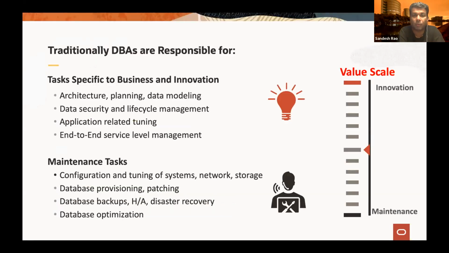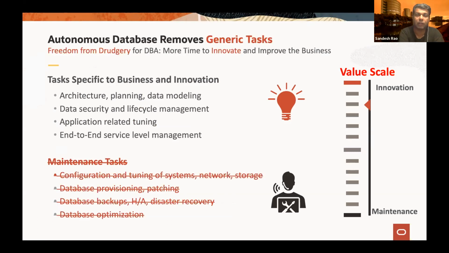So traditionally, what DBAs are responsible for is architecting, modeling, data security, lifecycle management, backups, HA, patching, provisioning, configuring infrastructure, as well as database optimization. But what's happened in the last couple of years is that a lot of the tasks that involve configuration management, patching, and provisioning have slowly been automated, especially as part of the autonomous database initiatives. Generally there seems to be more and more of a trend towards more focus on architecture, planning, modeling, data security, cybersecurity, and any kind of end-to-end service level management. These are higher value tasks today as per the business.